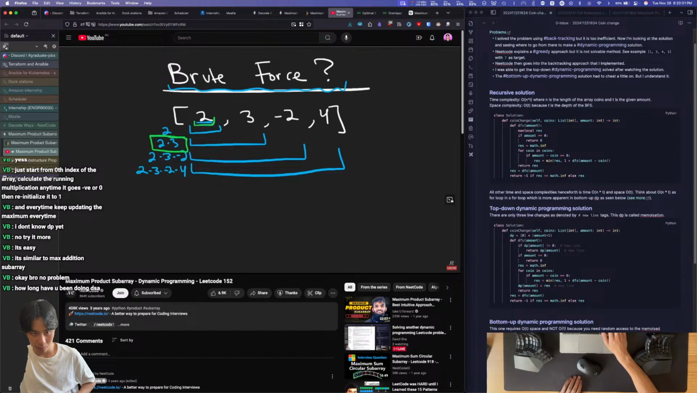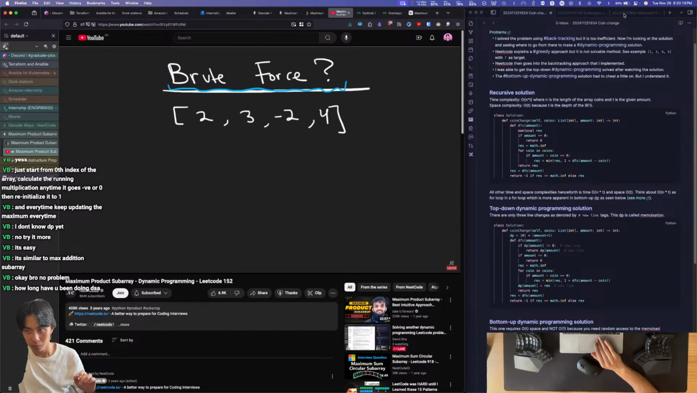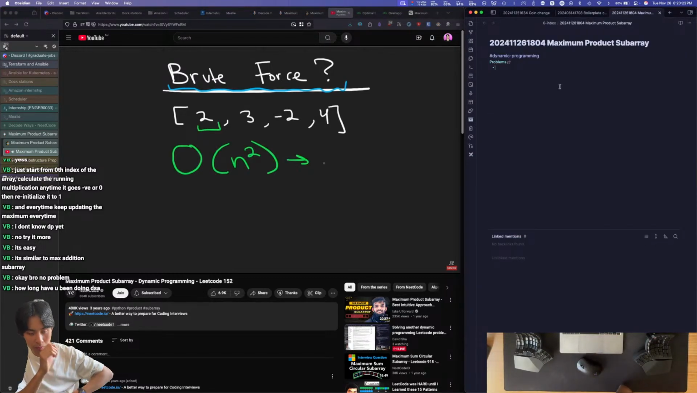All of these subarrays contain 2. So now let's look at all subarrays containing 3. So we got 1, right, just 3. Then we got 3 times -2. Then we got 3 times -2 times 4. And basically we repeat this process. Now you can tell that this is not super efficient. The time complexity is big O n squared. For each of these numbers, we're going to end up having n subarrays, and the total number of elements we have is also n, right? It's n elements in the array, so we're going to get n times n is n squared.